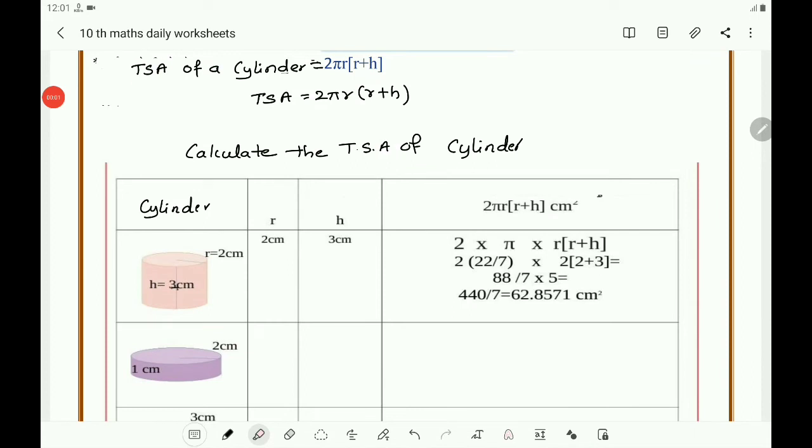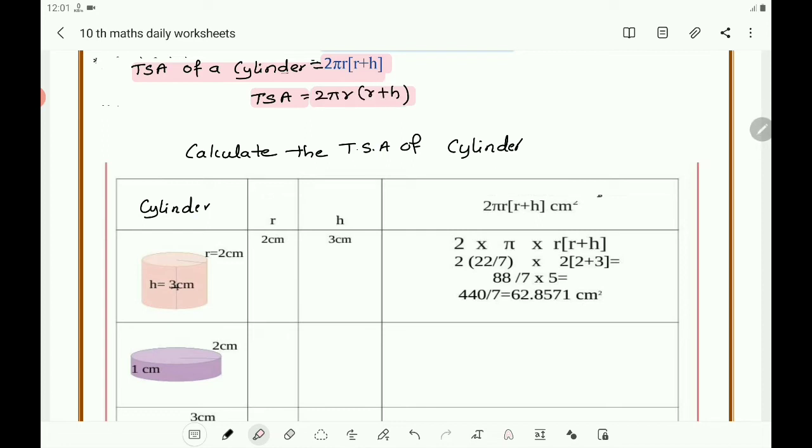Now about the TSA of a cylinder. What is the formula to find the TSA of a cylinder? TSA of a cylinder equals 2 pi r into r plus h. It is the sum of the area of the two bases of the cylinder and the curved surface area, that is LSA of the cylinder. So you will get 2 pi r into r plus h.